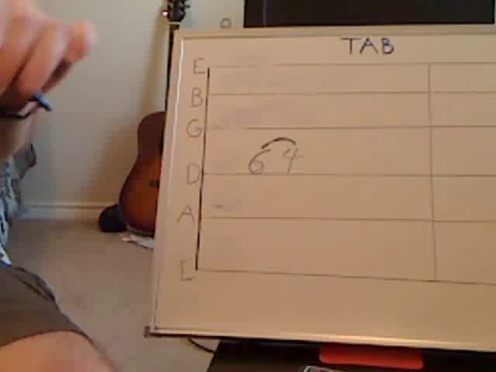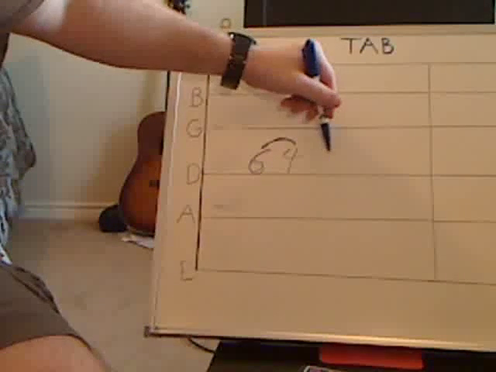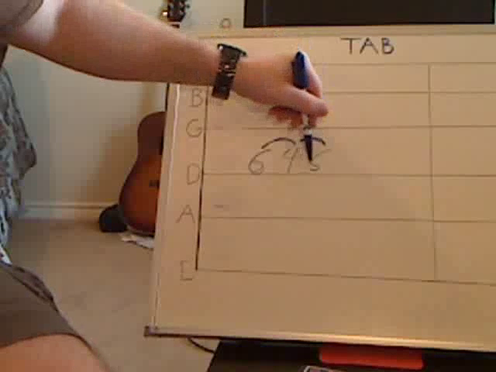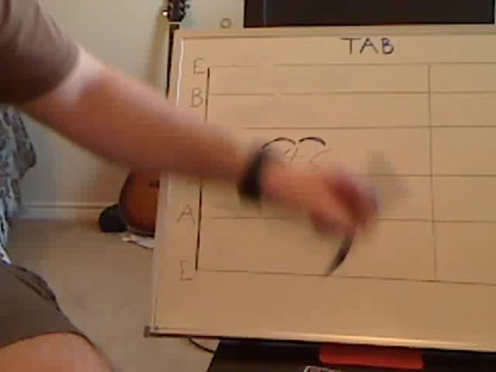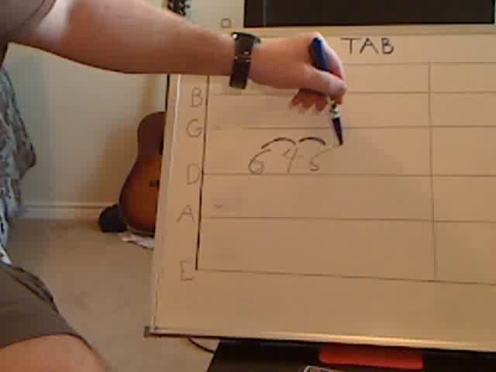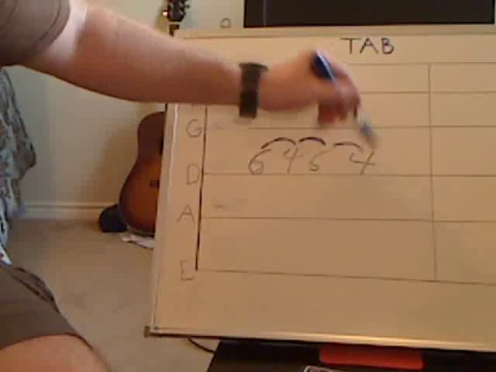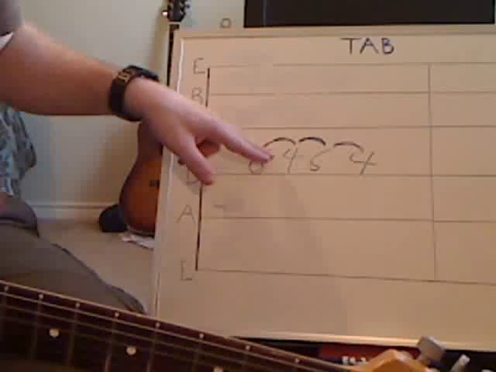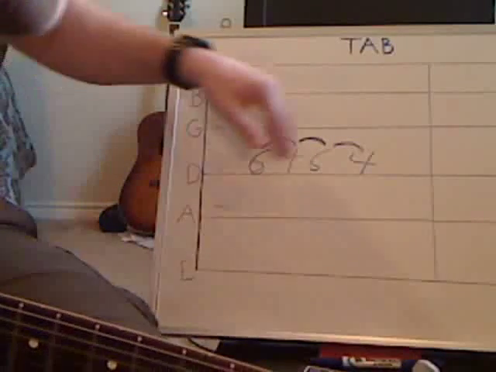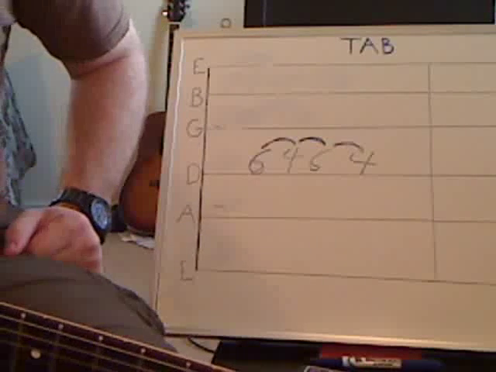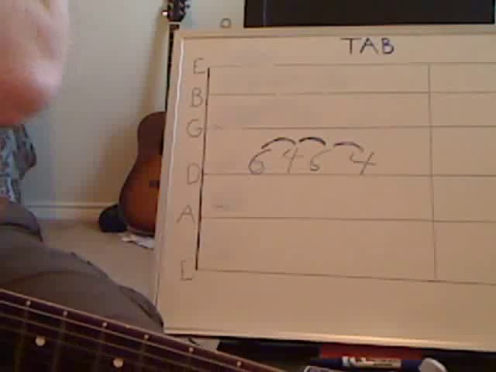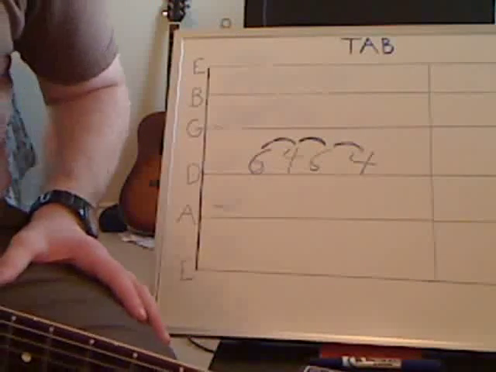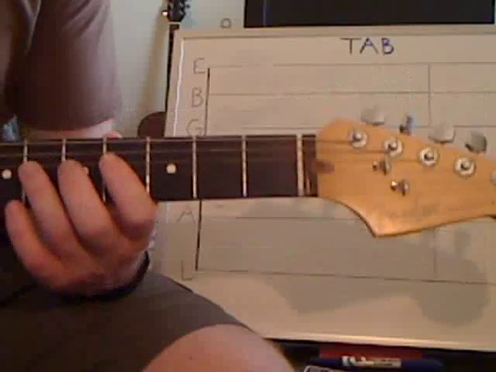You can actually have multiple pull-offs and hammer-ons. Okay? Again, sorry for the handwriting, but I'm still on the D string. Now I'm going 6, 4, 6, 4. When you start repeating a whole lot of these, it's called a trill. And sometimes you'll see them list them out like that, or sometimes they'll just do it a couple times and write trill under it. But this is basically what that is.